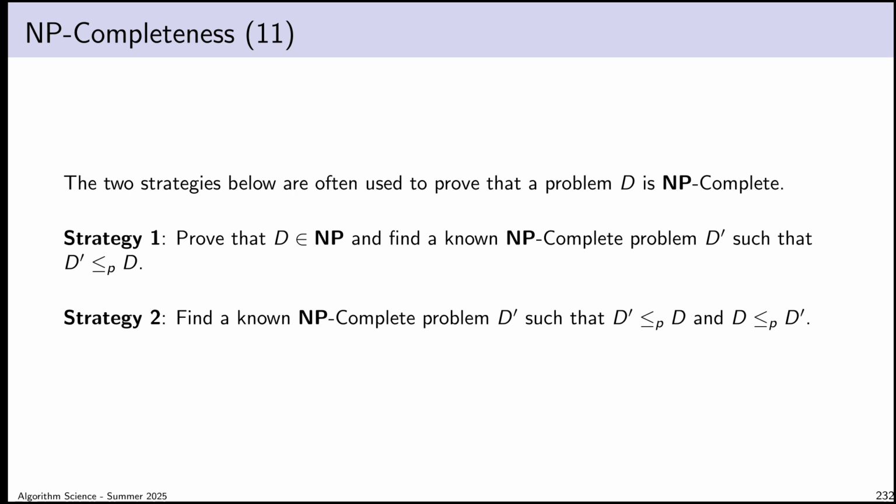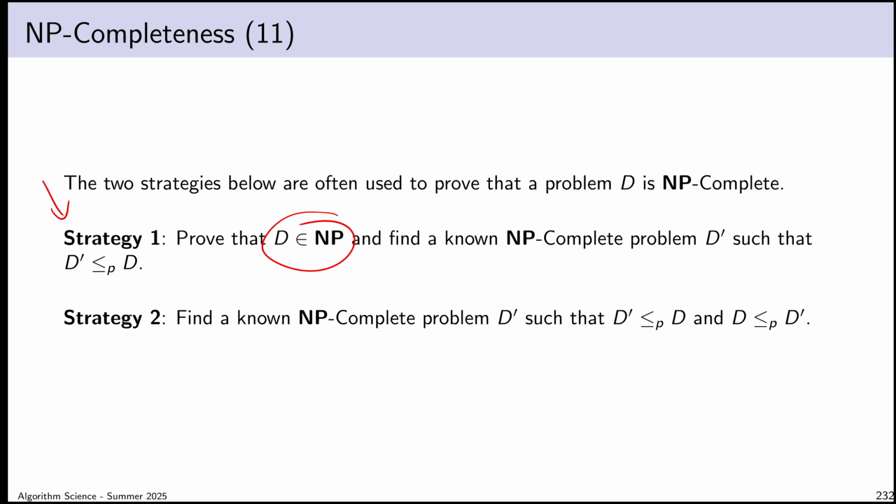If I wanted to prove that a particular problem is NP-complete, here are 2 different ways I could do that. Probably the way you'd use is strategy number 1. First, show that the problem is in NP. We won't talk about the case where the problem isn't in NP and still everything in NP can be reduced to it. That's a separate thing called NP-hard.